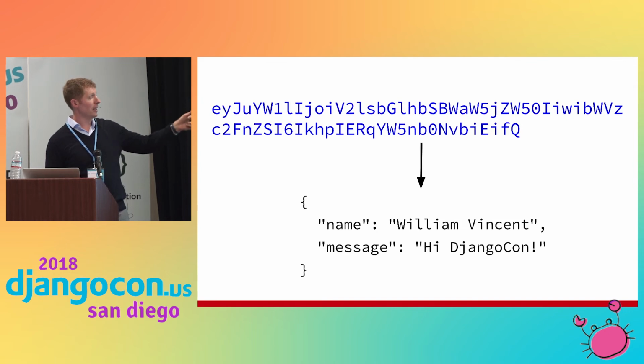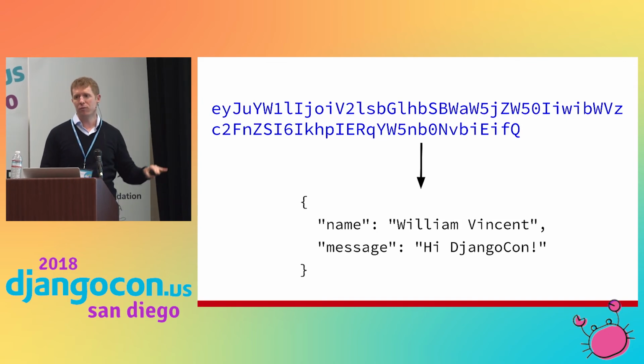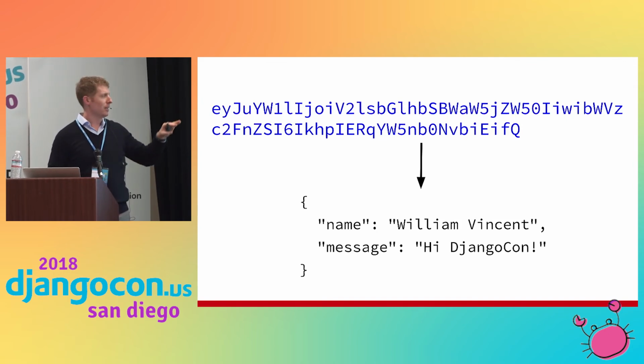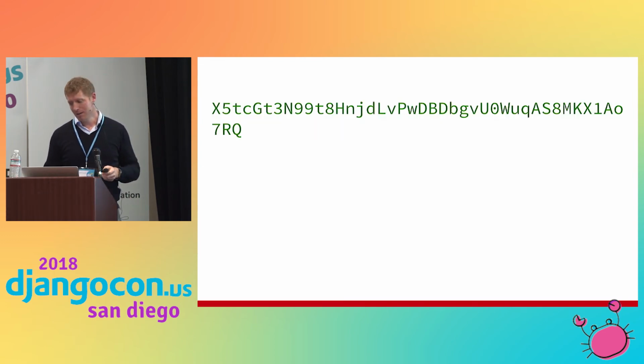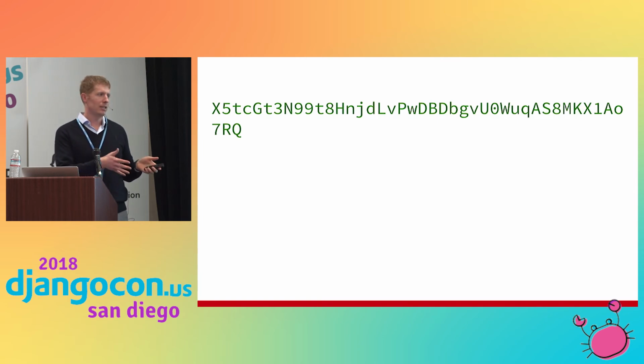This is the payload in this case. We can put all sorts of information here. We could say last time we logged in, email, whatever you want about the user. In this case, this is just my name and a message, hi DjangoCon. And then this is the verify signature, which is generated for us. A signed signature means no one can tamper with it, but they can still read it.